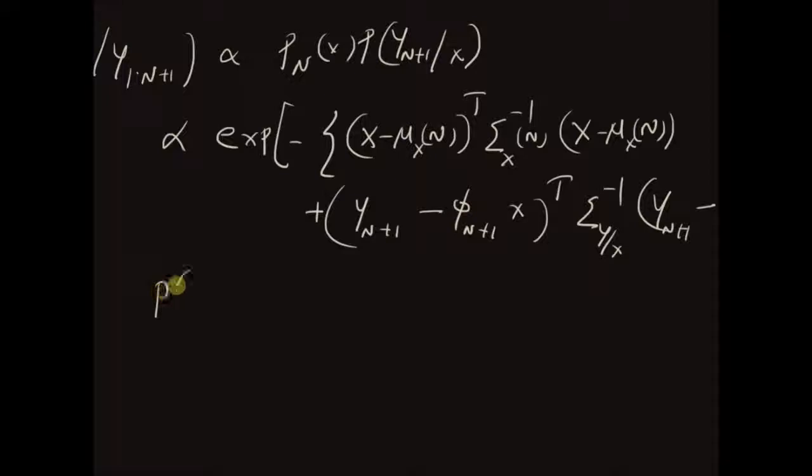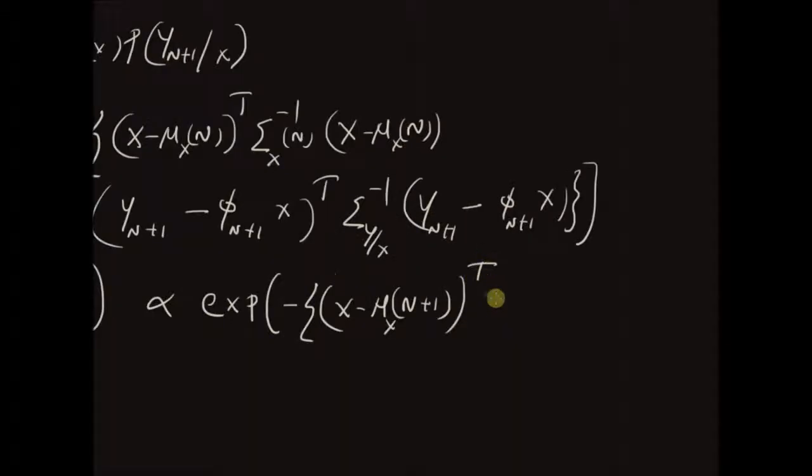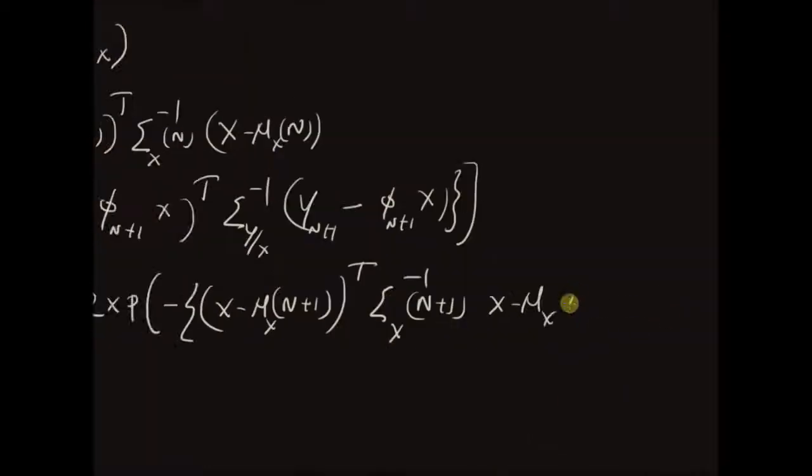And moreover, the density given y1 to n plus 1, that is n plus 1 measurements, should also follow a Gaussian density function which has the following exponent: x minus mu x of n plus 1 transpose sigma x of n plus 1 inverse x minus mu x of n plus 1.